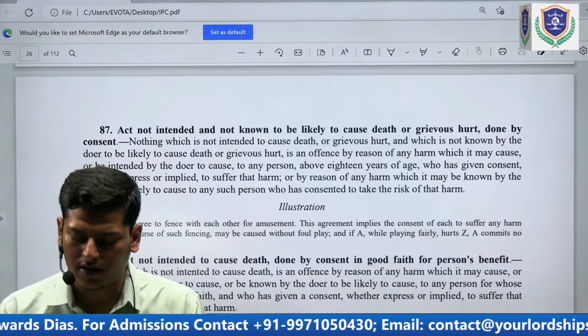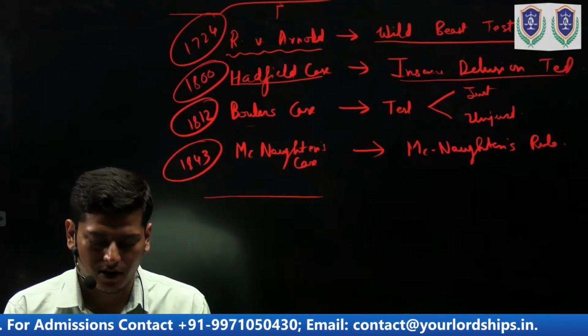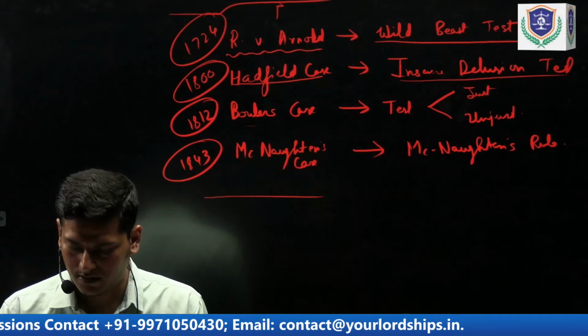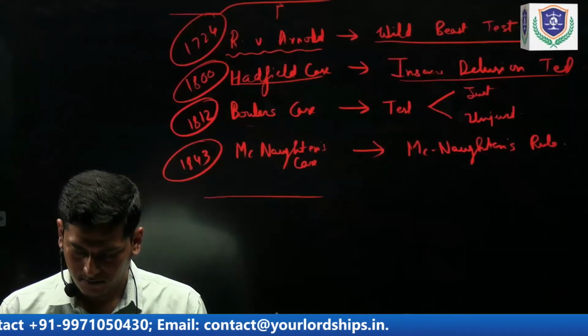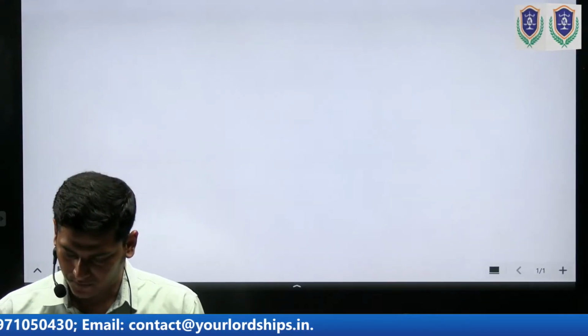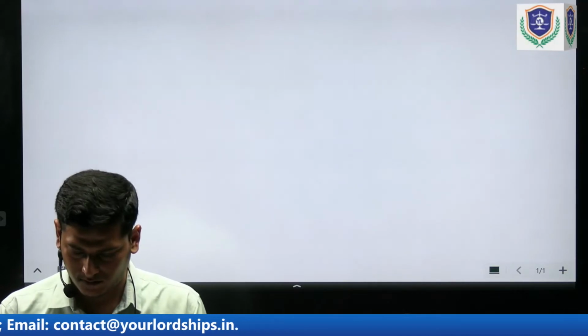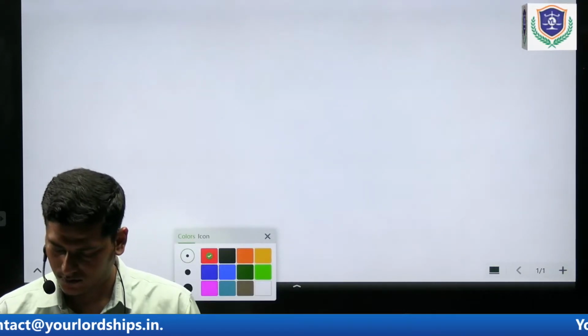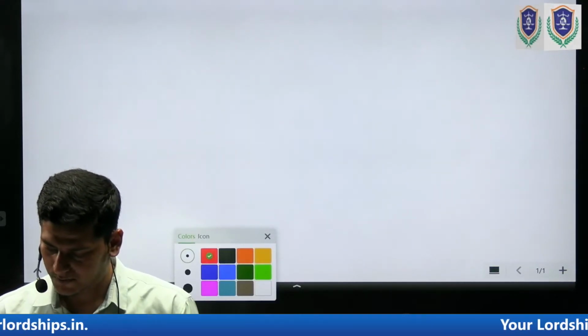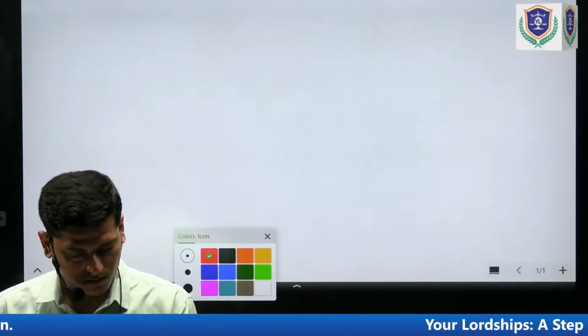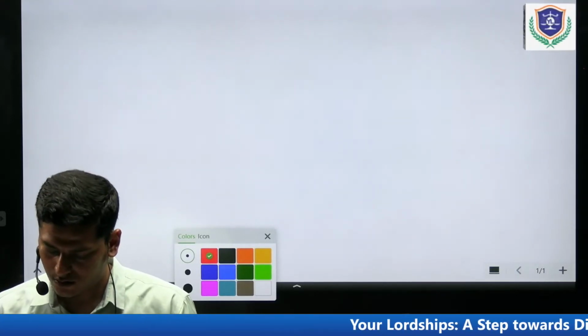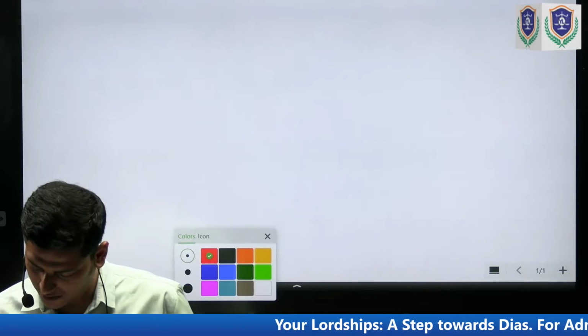In intoxication, certain important cases that you need to remember, only a few cases we'll see, those which are really very important.